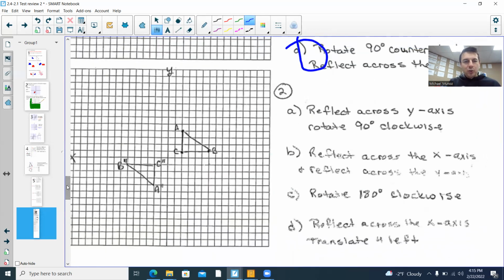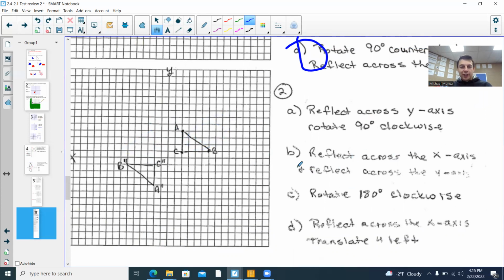Number 2, this one, reflect across the y-axis. So Y would be this line over here. It would look something like that, and then rotate 90 degrees. Well, if I rotated this 90 degrees clockwise, it would be back over here. So it couldn't be that option.